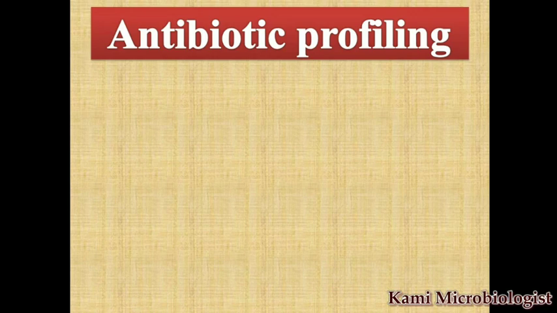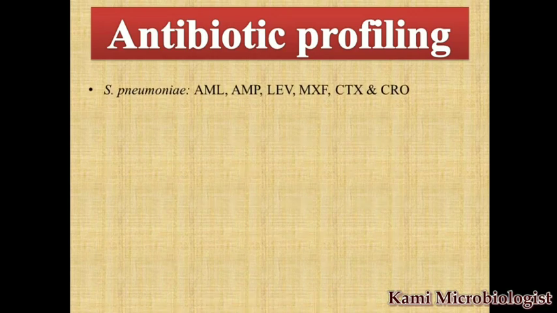Now let's see the antibiotic profiling according to bacteria. First of all, we have Streptococcus. Let's suppose you isolate Streptococcus pneumoniae. The antibiotics you must use are ampicillin, amoxicillin, levofloxacin, moxifloxacin, ceftriaxone and cefotaxime. So we have almost 6 antibiotics. You will use 4 more antibiotics to make the report valuable. For one bacteria you must use at least 10 antibiotics. It will make your report valuable.